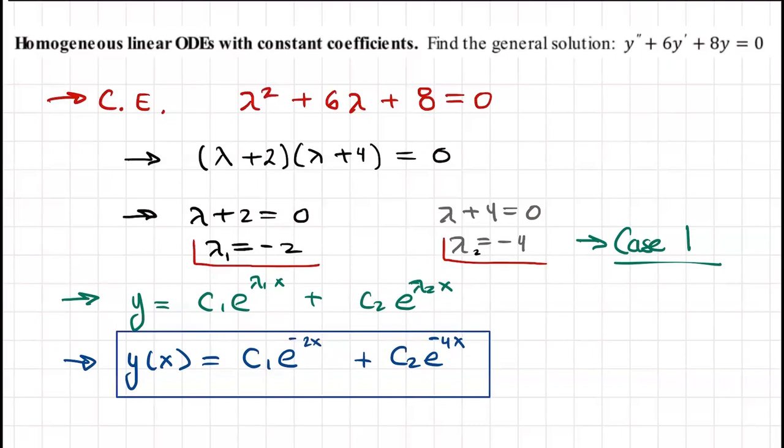You can see in this case, this is a general solution because our c1 and c2 are not solved. We don't know what they are, but once we're given initial conditions, we can find out whatever they are.